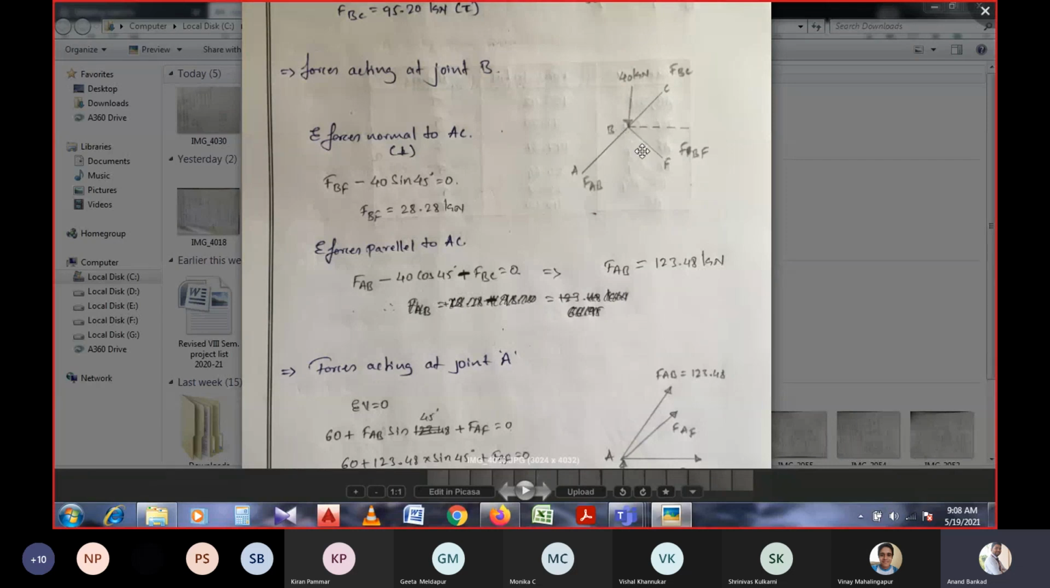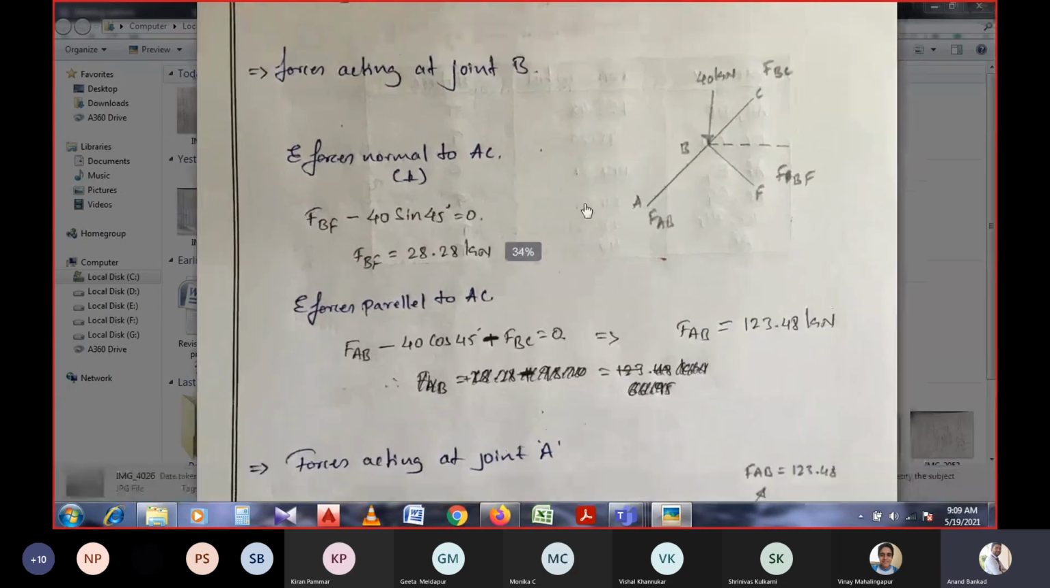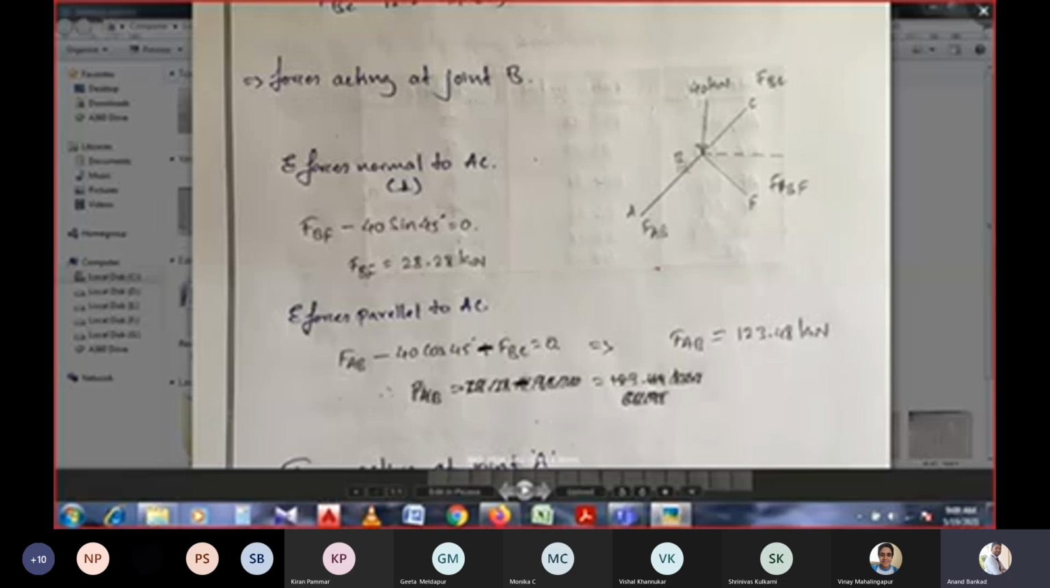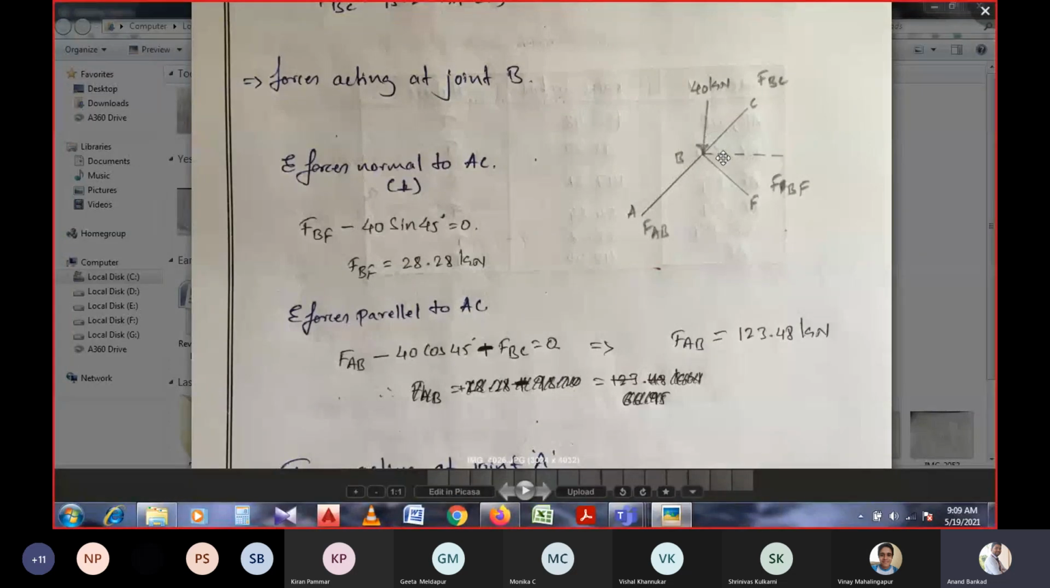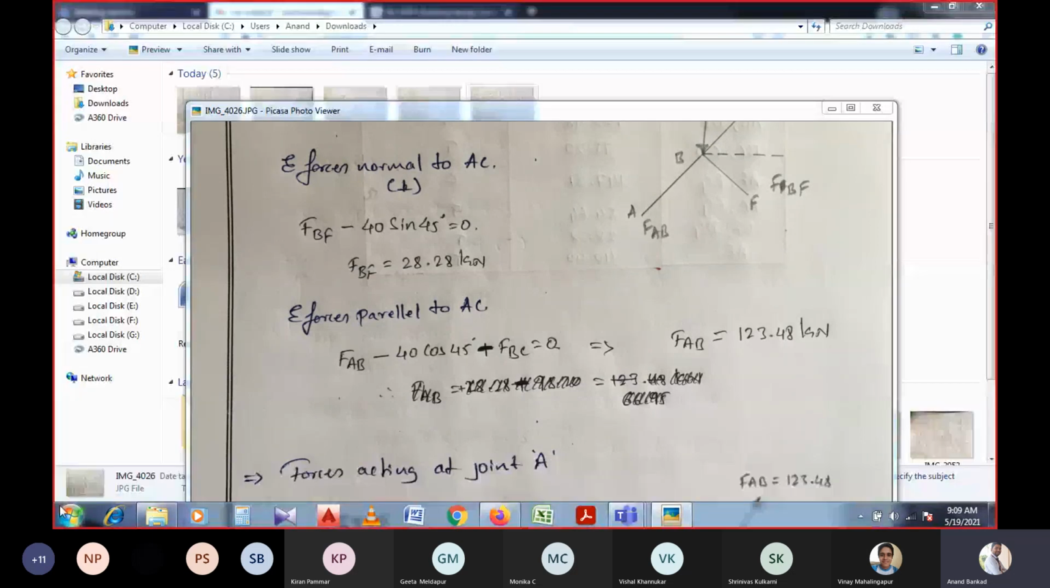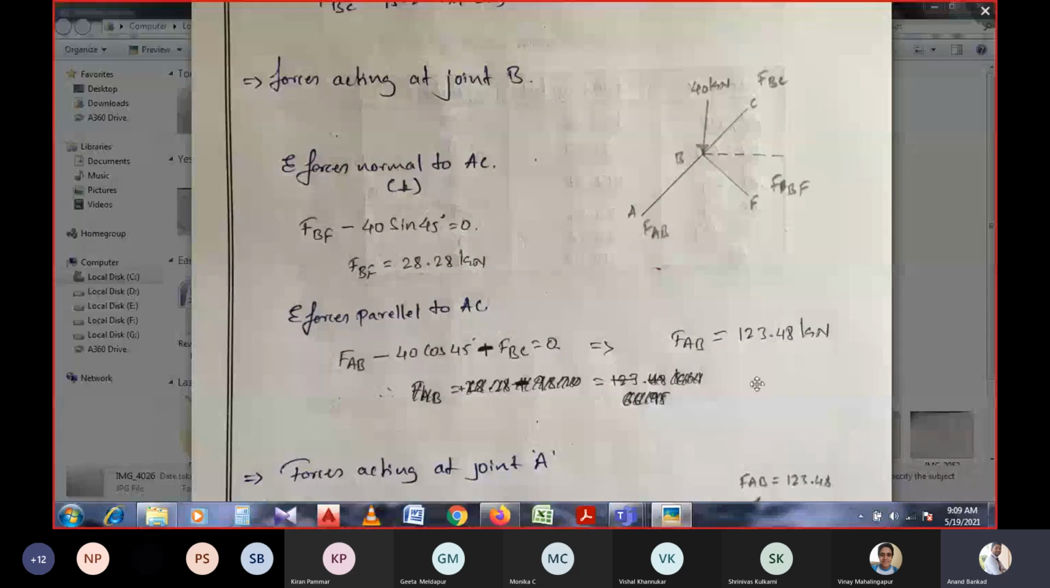Hence, if we take the normal to the member, FBF is acting upward to the point and is taken positive over here, and at the same time minus 40, which is taken horizontally, will have an internal angle of 45 degrees. So let me show that. Here if you observe, this is the 45 degree angle and the total will be 90 degrees.